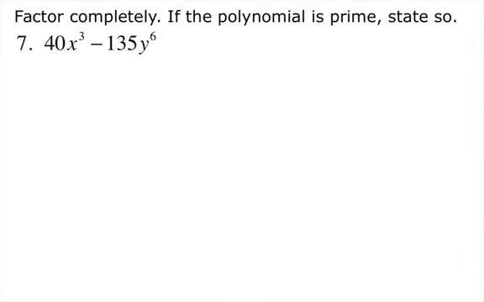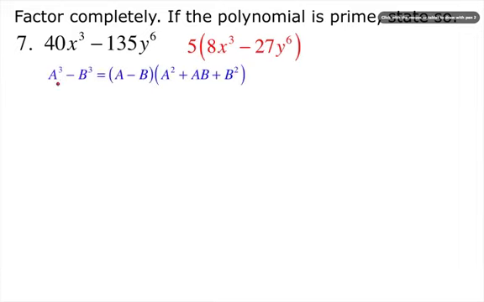So here's number 7. Notice that this one looks a little bit different. And the reason for that is because first you should recognize that there's a common factor of 5. Before you even begin doing anything, pull out the GCF of 5. So this is what you get. From here, now this is starting to look more like the difference of cubes. So you know that you're going to have to use this formula.